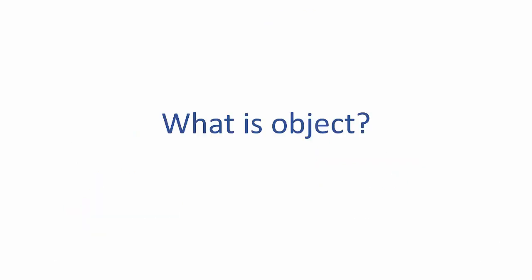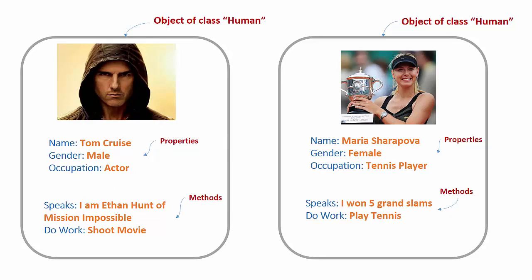Okay, what is object then? So object is nothing but a specific instance of a class. For example, for human being, these two are specific instances of the human class, Tom Cruise and Maria Sharapova. They both are human beings. They both have names, gender, occupation. They both do a common set of activities such as speaking, doing work, right?